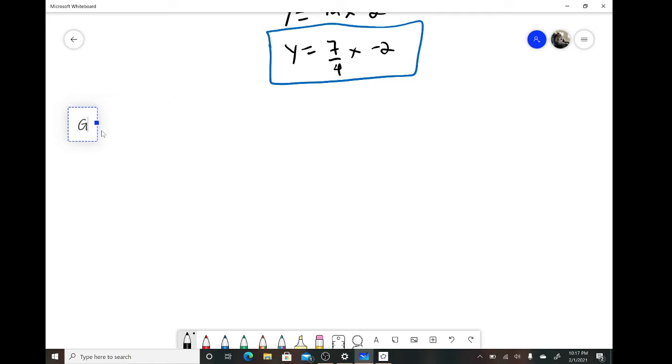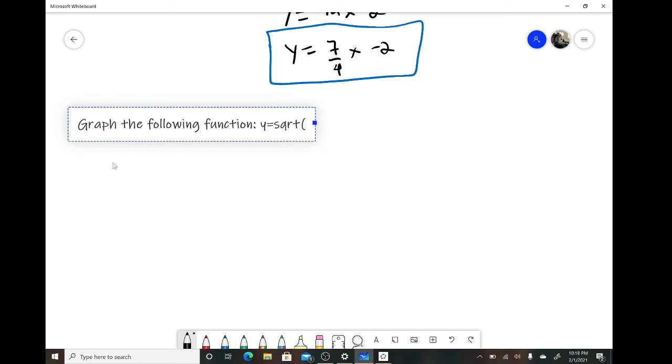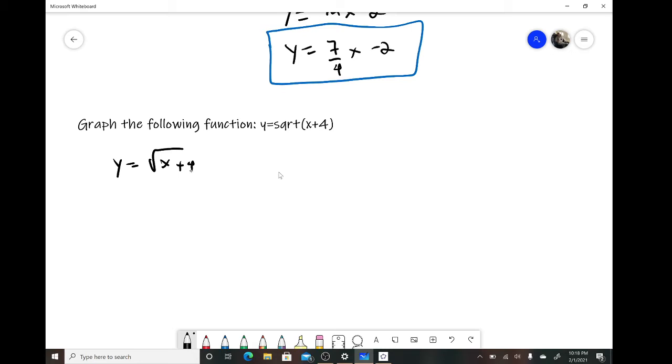So we have: graph the following function for our fourth block. So we have y equals square root of x plus 4. Whenever we write a square root for this class, if I'm typing, I'm going to write SQRT, that stands for square root. So we have y equals square root of x plus 4. Okay, so we have to plot this.